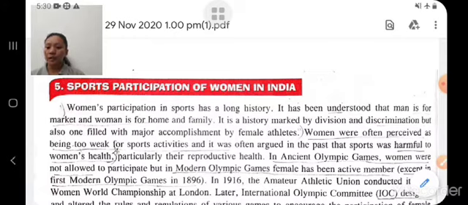But in the modern Olympic games, females have been active members, except in the first modern Olympic games, that is in 1896. Women's participation in the modern Olympic games started from 1900. In the 1900 Olympic games, women participated in sports.